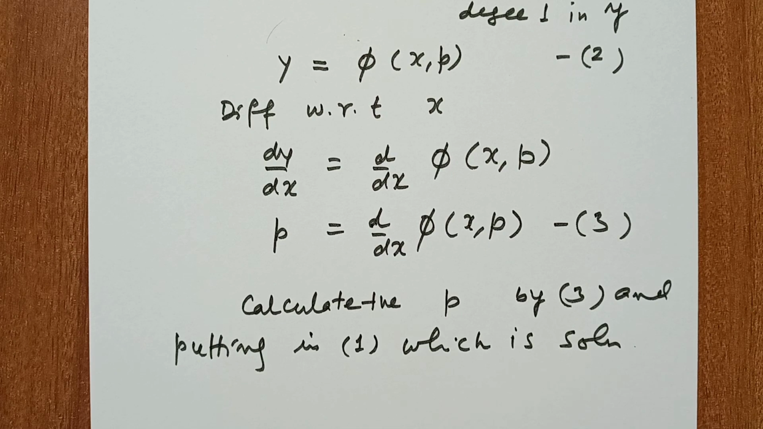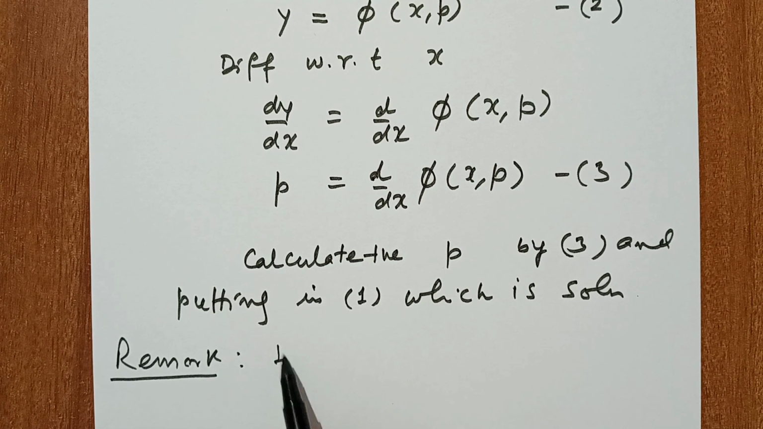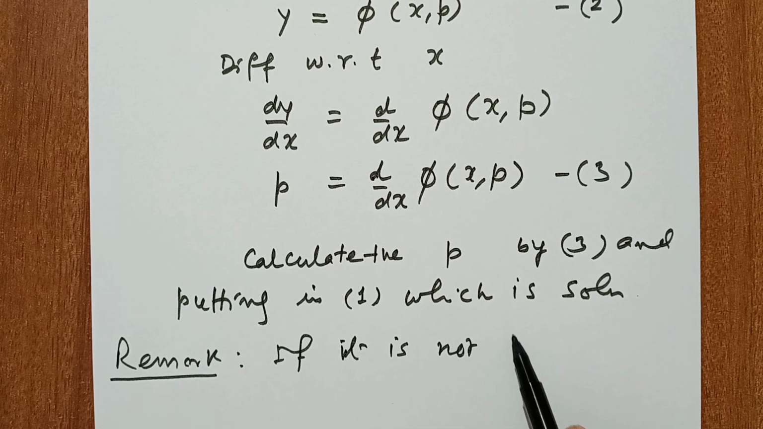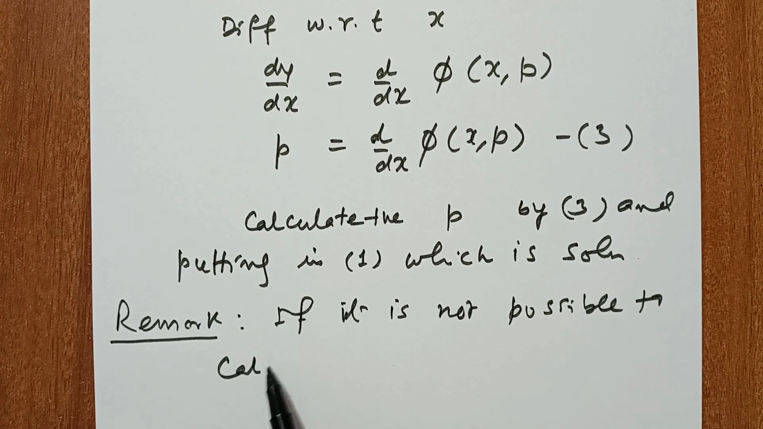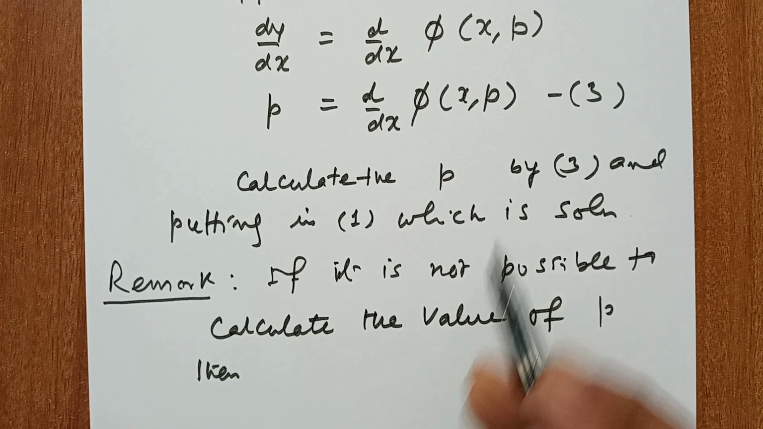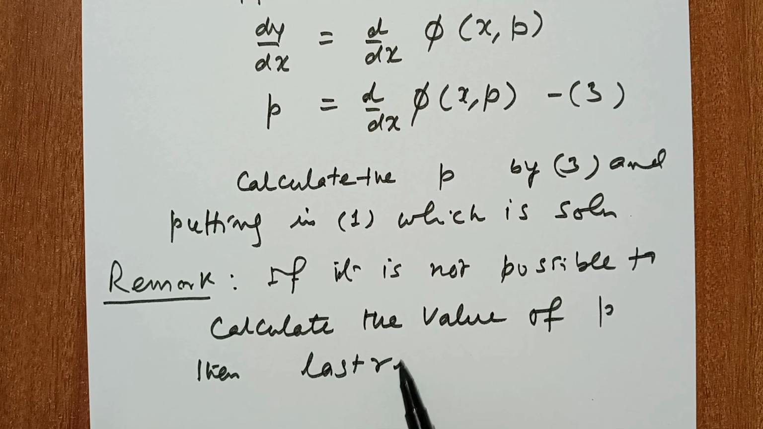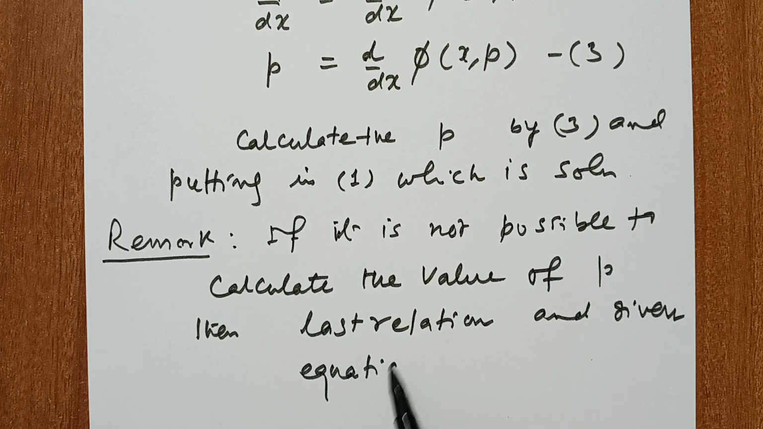If we cannot calculate the value of p, so this is the remark. If it is not possible to calculate the value of p, then the last relation and the given equation, equation number 1, is a solution.